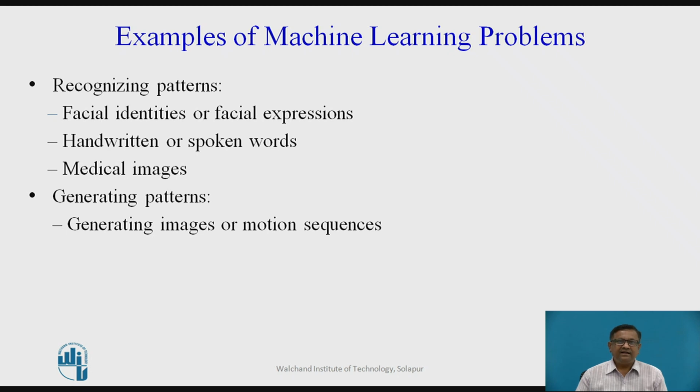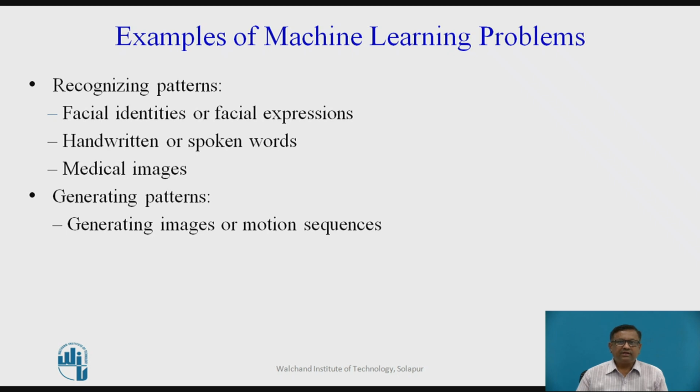Then handwritten letters or characters can also be identified by the machine. Even spoken words can also be identified by the machine. These are some examples of problems that can be solved using machine learning techniques. For spoken words, we require speech to text conversion, and for handwriting we require the image to be scanned and then given to the machine learning algorithm. Then a very important application is medical images, that means analysis of medical images for disease identification is done using machine learning techniques.